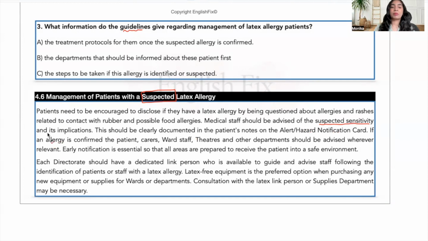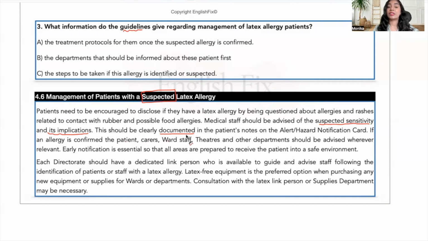And what does it implicate? It means what kind of impact it could have, what kind of consequences it could have on the patient, on everyone around, right? This should be clearly documented. See, I told you the word documented will be used again and again. So work on your vocabulary. We have videos for OET reading vocabulary specifically just to improve this. Go ahead and watch those videos in the playlist.